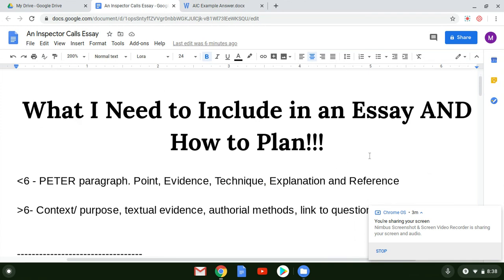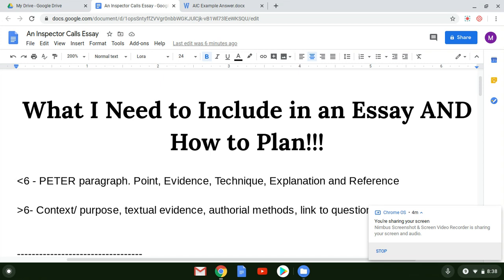Okay, so what do I include in an essay? We've talked about this in class. If you are working at a grade 5 or below at the moment, so your latest assessment or your classwork has been graded at that, we're going to stick with Peter as our structure. Okay, so your point, evidence, technique, explanation, reference.